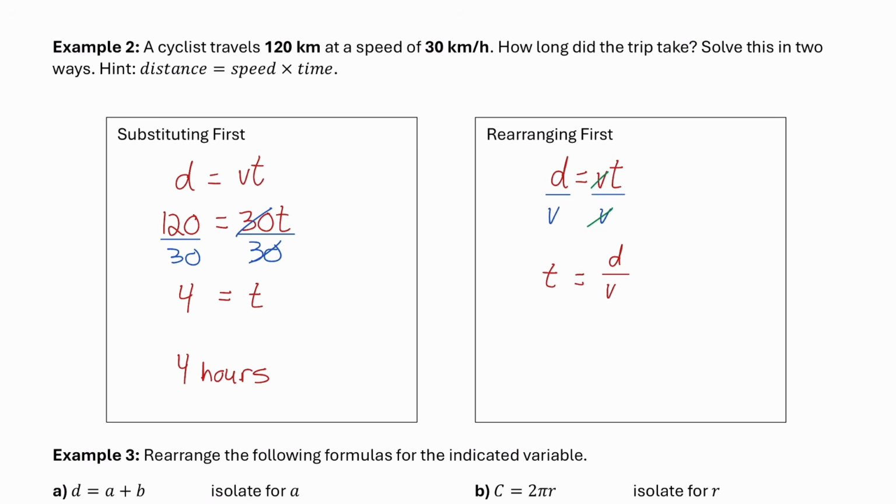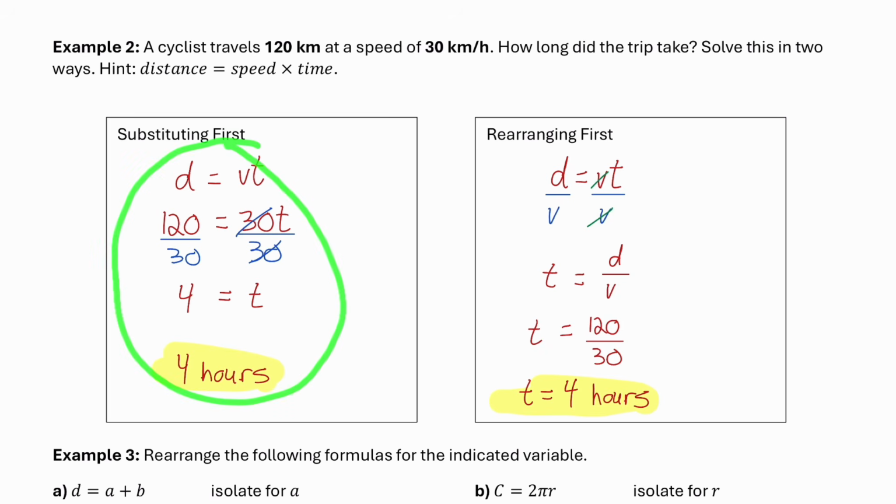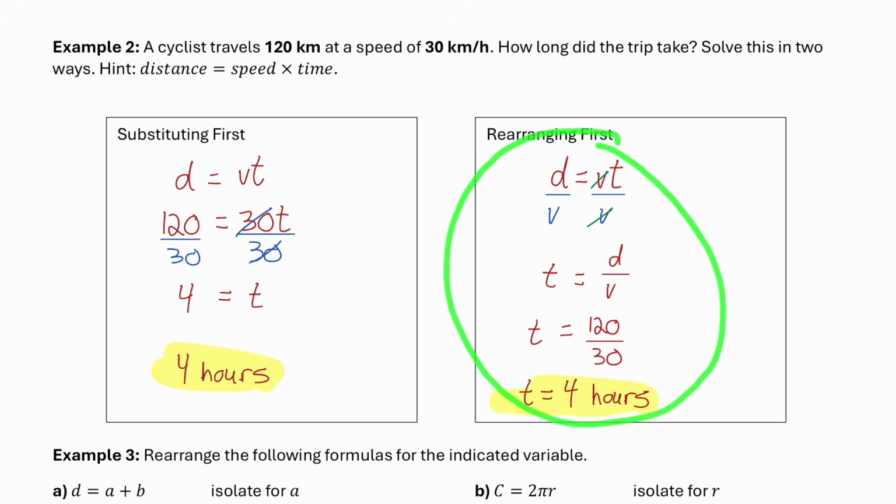By convention, we usually put the isolated variable on the left, but it doesn't really matter. And now that I've rearranged to isolate the unknown variable t, now I can substitute in for my known values of the distance and speed. Sub in 120 for distance and 30 for speed. Which means time is equal to 120 divided by 30, which once again is 4. So the time of the trip is 4 hours. Both methods result in the same answer. Method 1, we substitute in for our known values first and then isolate the unknown variable. Method 2, we isolate the unknown variable first and then substitute in our known values.